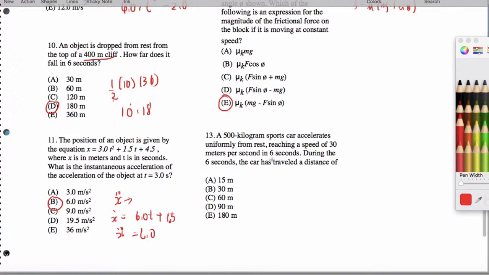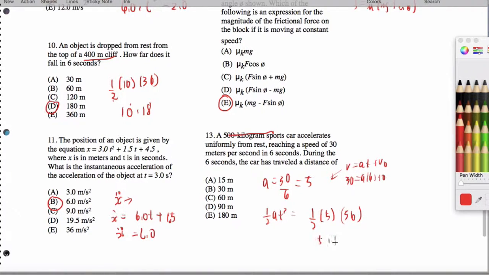Now for number 13. Wow, the 500 kilograms, once again, we don't really care about the mass. So the acceleration is going to be 30 divided by 6, which is 5. How did I get that? From v equals at plus v naught, doing it in my head. So 30 equals a times 6 plus 0. Then I'm going to use 1/2 at squared, which is 1/2 times 5 times 36. That's going to be 5 times 18, which is 90 meters.